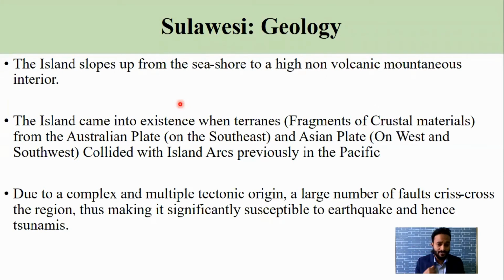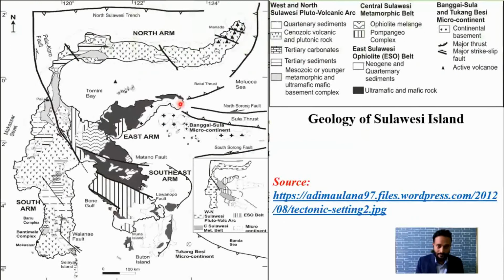So we'll talk about the geology there, and the island of Sulawesi basically steeps from the seashore to a non-volcanic mountainous interior. It came into existence when fragments of crustal materials from the Australian and Asian plates collided with island arcs of the Pacific. Due to a complex and multiple tectonic origin, a large number of faults crisscross the island of Sulawesi, making it very much susceptible to earthquakes and tsunamis. This is basically a geological map of the Sulawesi region in particular.